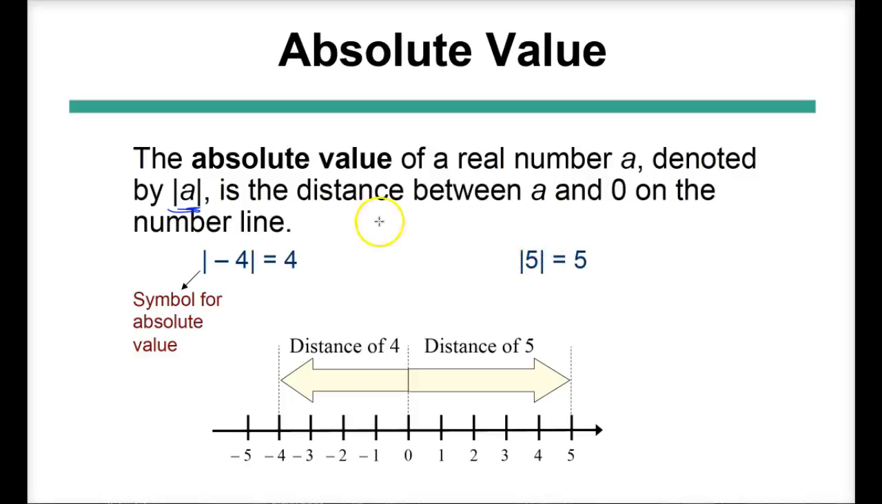So for instance, if we wanted to find the absolute value of -4, it is just the distance -4 is from 0 on the number line. If we start here at -4, we go 1, 2, 3, 4 units away from 0. Same thing for 5. The absolute value of 5, if we start here, is 1, 2, 3, 4, 5 units away from 0. And so absolute value is how we express distance in mathematics. So that's simply what it is.